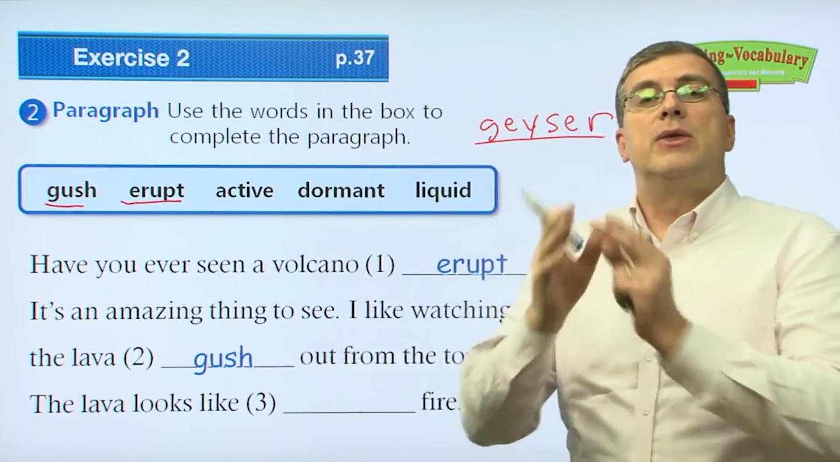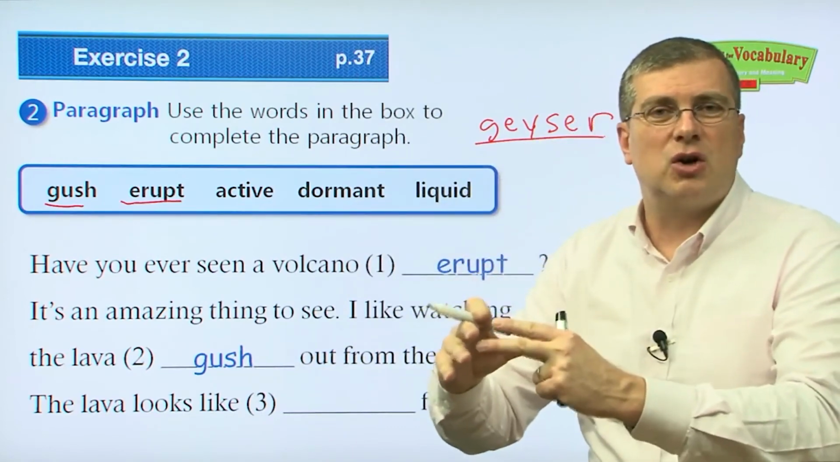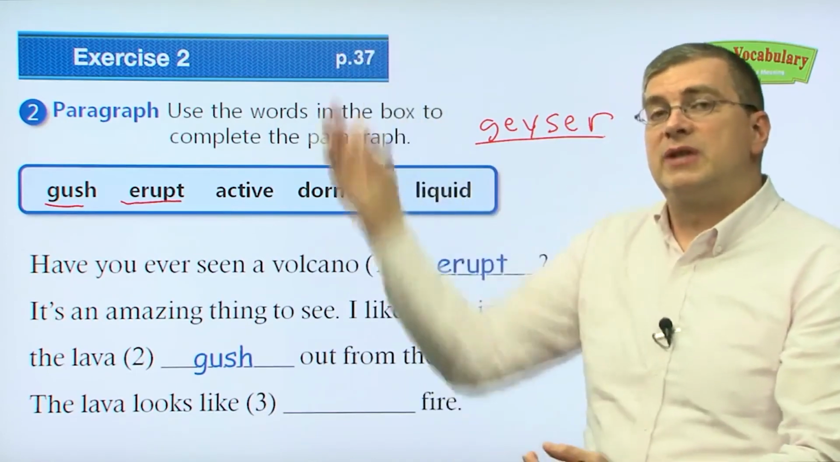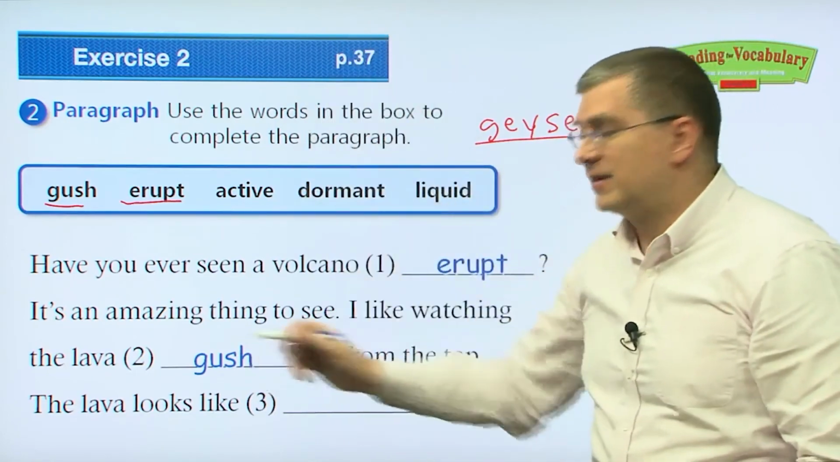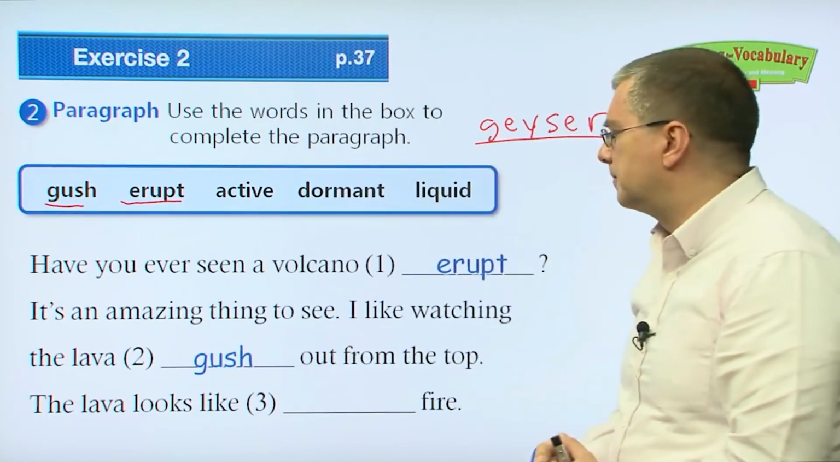So you see, the thing, whether it's a volcano or a geyser, that's the geological thing, object. It erupts. The substance that comes out, that gushes. So that's a good difference. That's a good thing to remember.